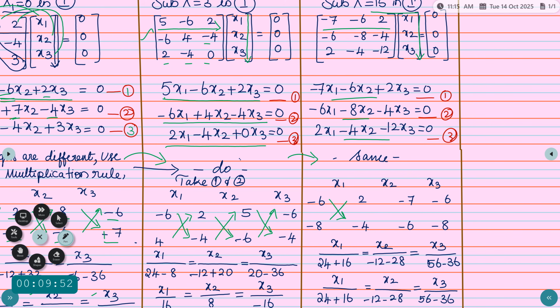6 into minus 4, 24 plus 16 and minus 12, minus 28, 56 minus 36.